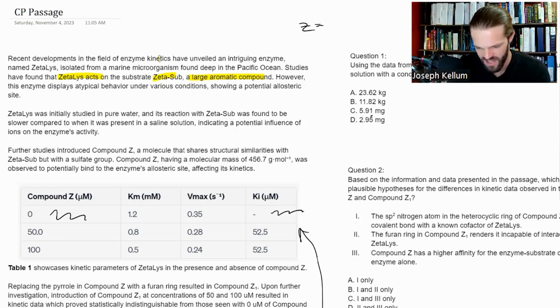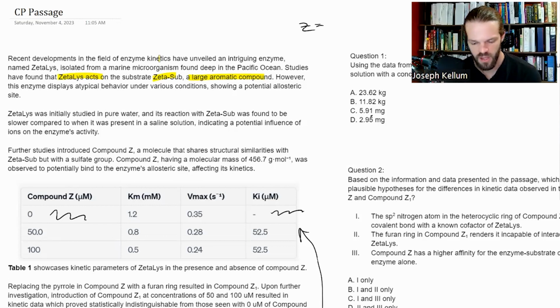This says, however, this enzyme displays atypical behavior under various conditions, showing a potential allosteric site. We already know that this is an allosteric inhibitor, so that makes sense. Potential allosteric site, I've never heard of that before, frankly. But what I'm telling myself is that might not matter because a lot of this is supposed to be above your head. So potential allosteric site, maybe sometimes that allosteric site is blocked in certain conditions. And so I would already be looking for what those conditions are as I read through.